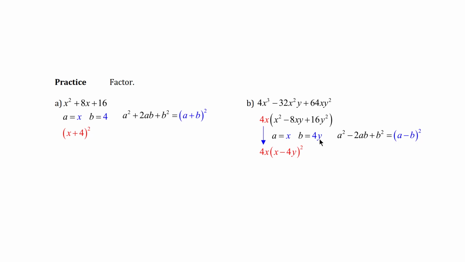We substitute this into the formula, parentheses a minus b squared. Our final answer is 4x times the parentheses x minus 4y squared.